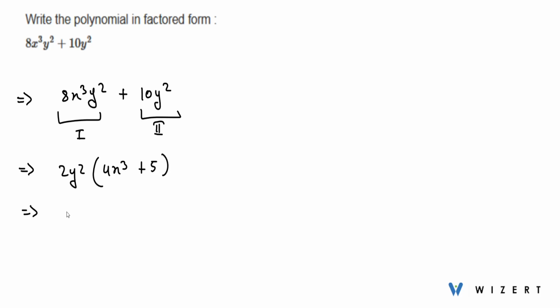So our final polynomial in factored form will be 2y square multiplied by 4x cube plus 5. We can't simplify it further because this is the last step which we can achieve.